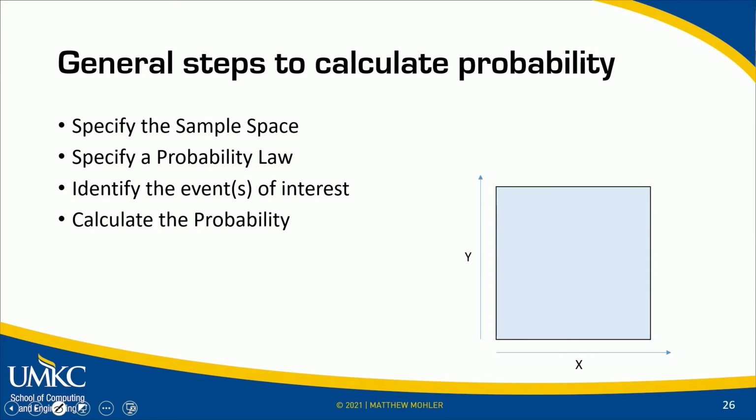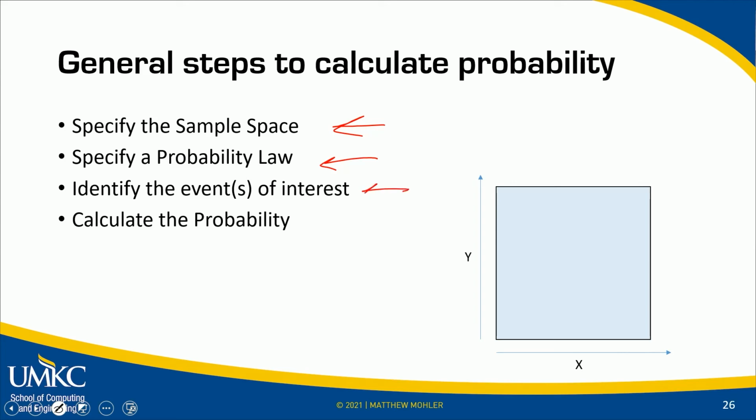For any probability, the general steps that you'll want to go through when you're solving a probability problem: first is to specify the sample space. And that includes normalization if necessary to say that the area of your sample space or the total probability of your sample space is equal to 1. The next thing, and this gets a little bit arbitrary, is to specify your probability law. That is, what is the probability of each of those outcomes occurring within your probability space?